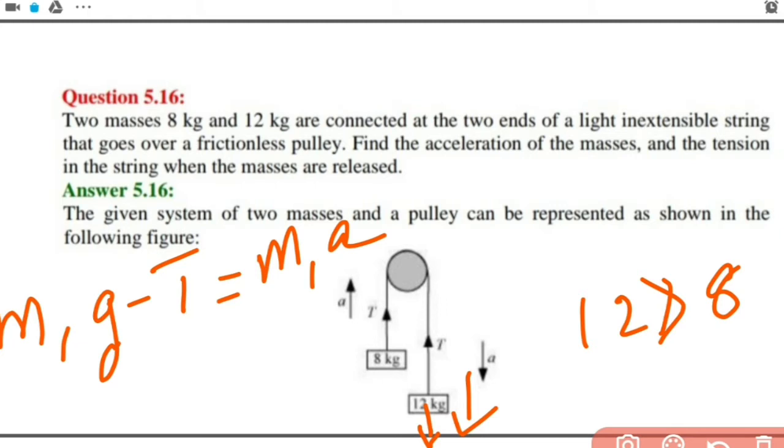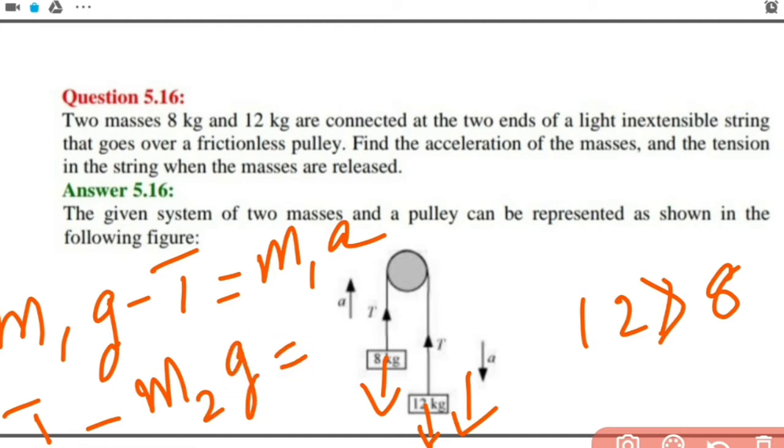And for the 8 kilogram object, its weight is also acting in the downward direction, tension in the upward direction, but it is going up. So the net force is in the upward direction. So our equation becomes T minus m2g, net force is in the upward direction, so T minus m2g is equal to m2a. So these are the two equations we have to solve.